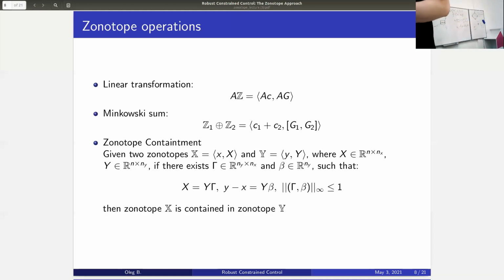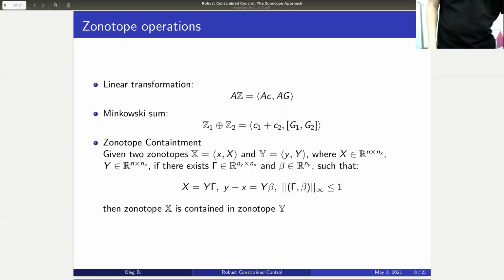And the last operation is containment. How we can understand whether one Zonotope is inside another or not. It's these three operations. It's the main part that we need.